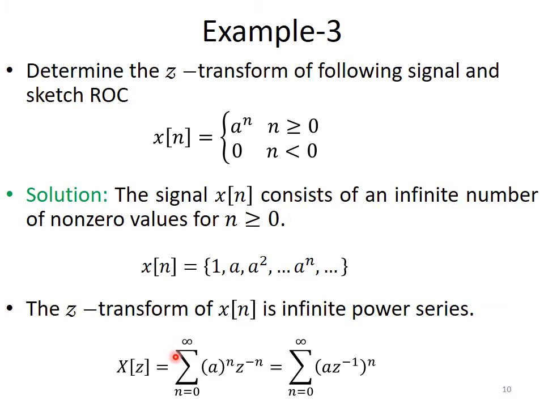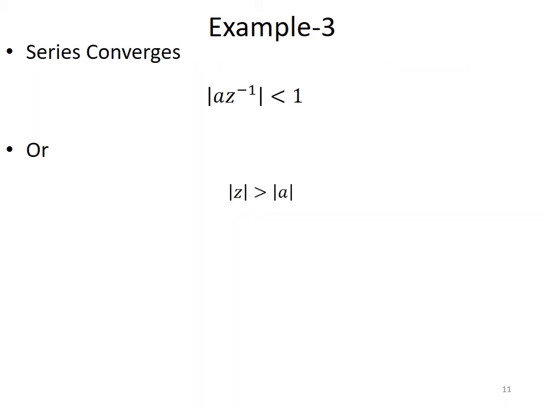So the Z transform of this sequence would be the summation from n equal to 0 to infinity of a power n into z power minus n, or rearranging this in this form like we did in the example. And using the same formula, we can say the series would converge as long as the magnitude of a into z power minus 1 is less than 1, or in other words, magnitude of z is greater than a.